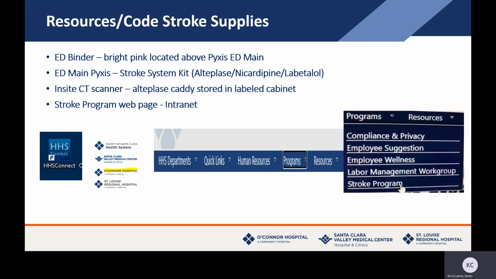What I'm trying to say here is that on the desktop, you would have the HHS Connect icon. Once you double click on that, you get the list of the hospitals within the enterprise. You would click on O'Connor, you get the toolbar, and on the toolbar, you would read across to the right where it says programs, and then you would left click on programs, and the drop down says stroke program. And that website is being built by myself, and we'll have a dedicated ED folder for you for resources.